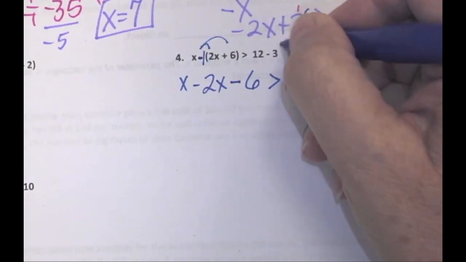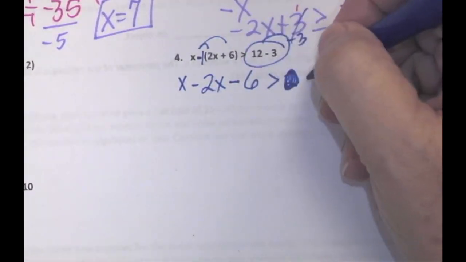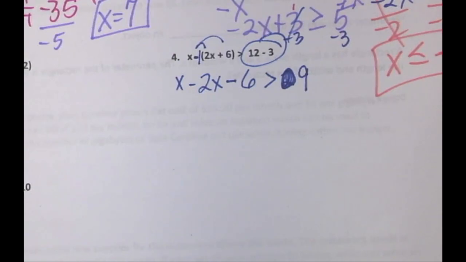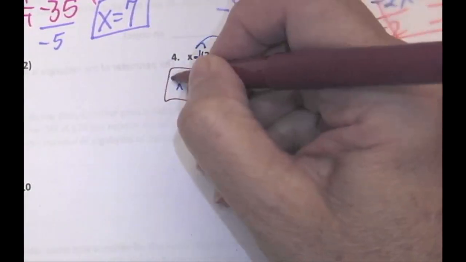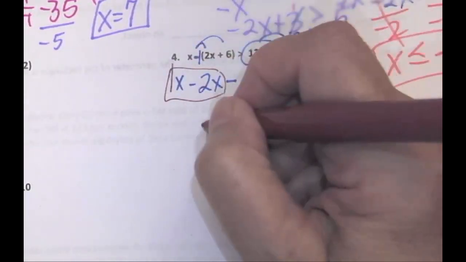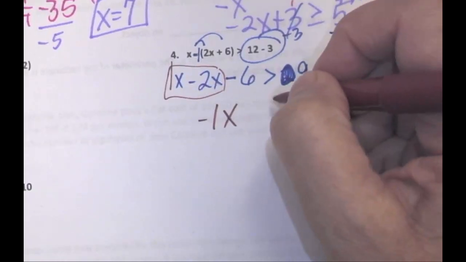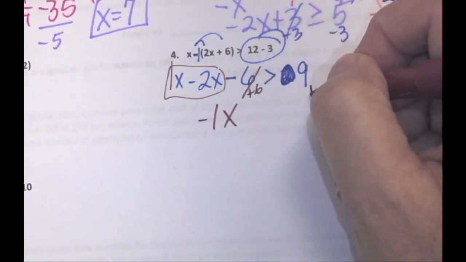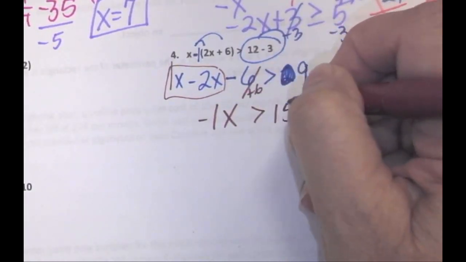And then what's happening over here? It just says 12 minus 3. Let's go ahead and put that together and make it 9, because when you have like terms on the same side of the equal sign, you can put them together. Therefore, there's an imaginary 1. 1x minus 2x is -1x. Let's go ahead and add that 6 and get greater than 15.